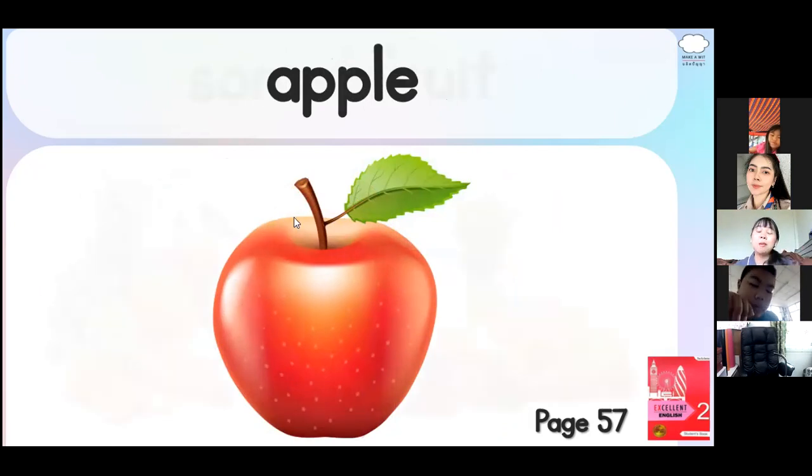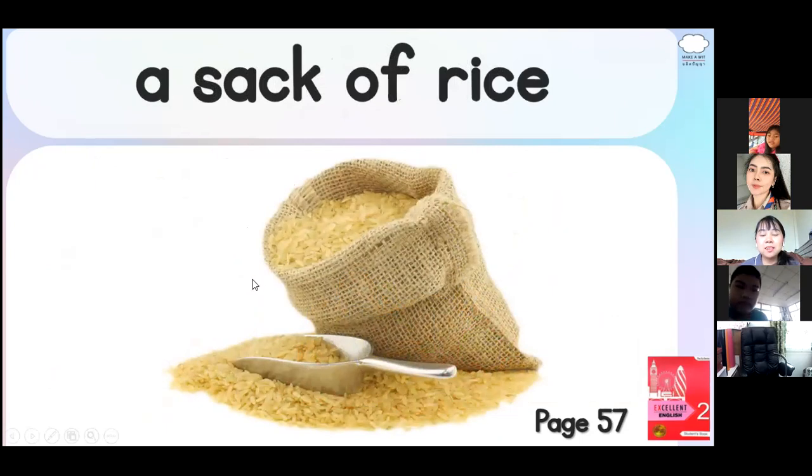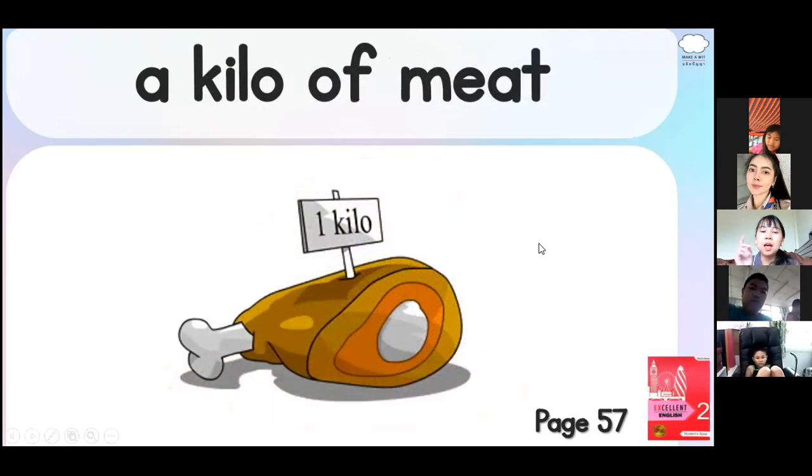What is this? Apple. Good job. And this is some fruit. Some fruit. Very good. This is a sack of rice. A sack of rice. Very good. Next one. A kilo of meat. Very, very good.